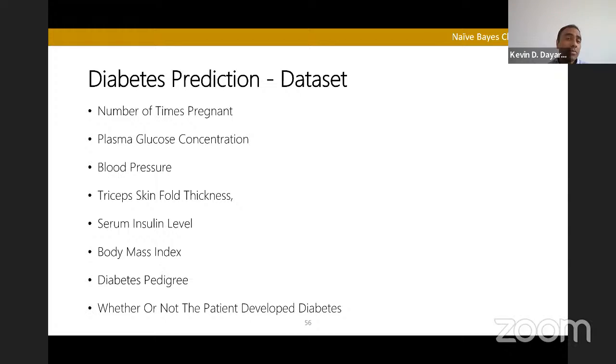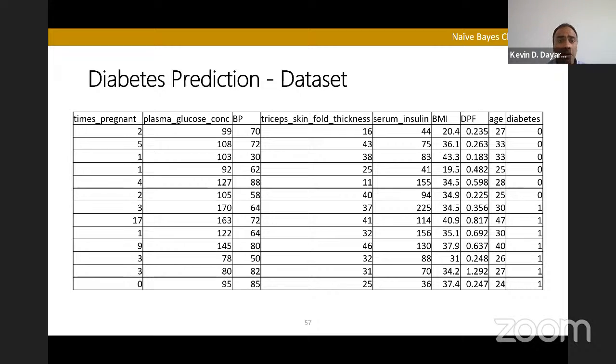The number of times the person was pregnant. This is a data set of women. Plasma glucose concentration, blood pressure, these other metrics as well. And we have finally at the very end, last column, whether or not the patient developed diabetes. So this is what the data set looks like. And I have it in a CSV file, and we're going to load it in R in a second. But this gives you a sense about what we're looking at now.